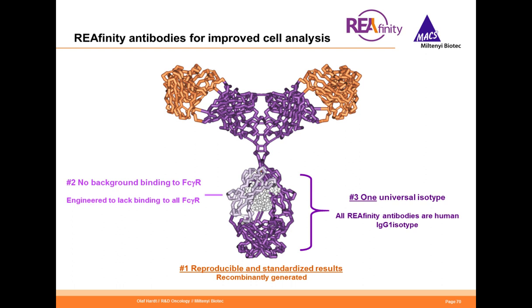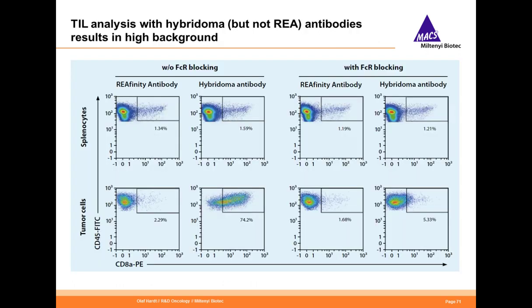There's no lot-to-lot variability. In addition, we engineered the constant region so that there's no background Fc gamma receptor binding anymore. And also the constant region is only one isotype. All the REAffinity antibodies are human IgG1, which of course simplifies your flow analysis, because for your whole REAffinity panel, you just need one isotype control. And just to show you the advantage of these antibodies, when working here with splenocytes or tumor cells, you see this is a CD8 staining. And then you compare the REAffinity antibody to a classical hybridoma antibody.